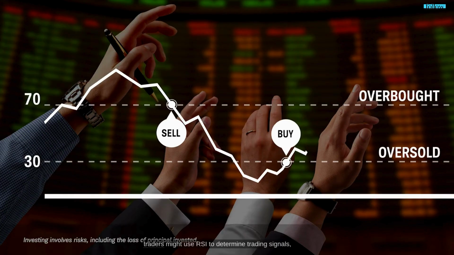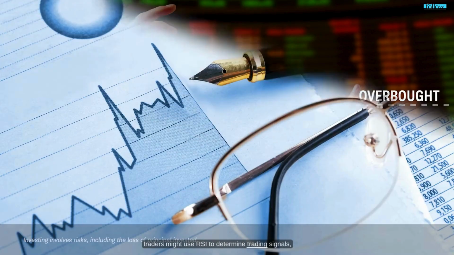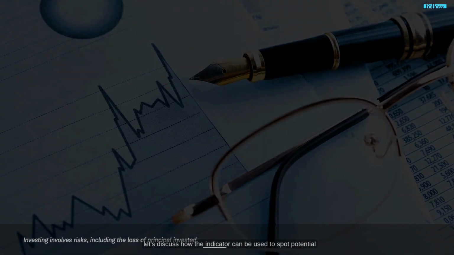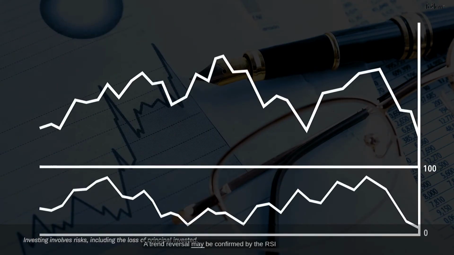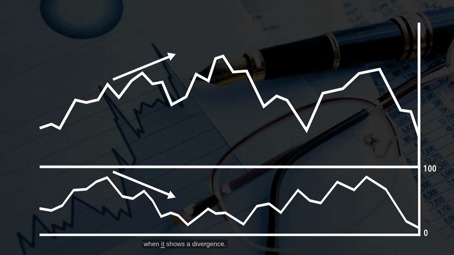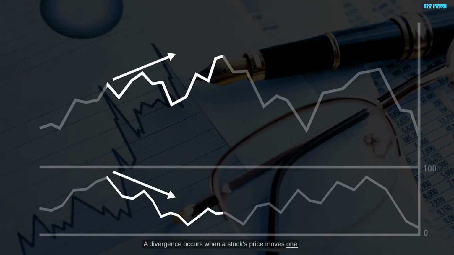Now that you've learned how tech traders might use RSI to determine trading signals, let's discuss how the indicator can be used to spot potential trend reversals. A trend reversal may be confirmed by the RSI when it shows a divergence. A divergence occurs when a stock's price moves one way and RSI moves in the opposite direction.